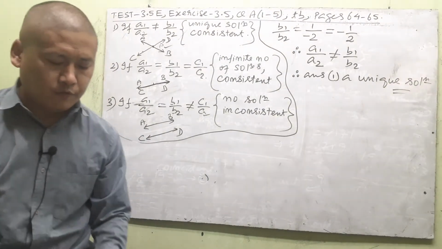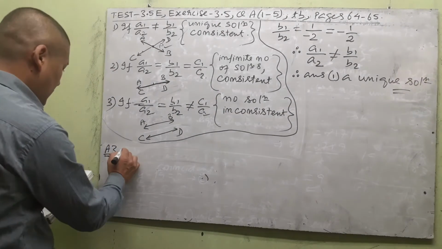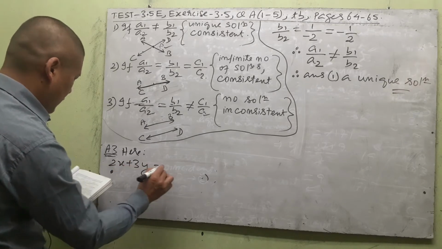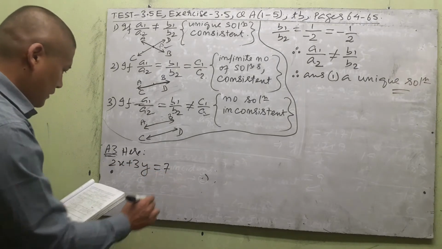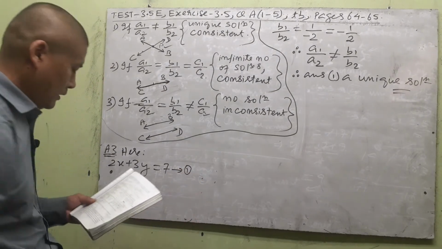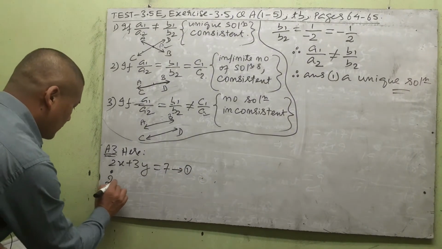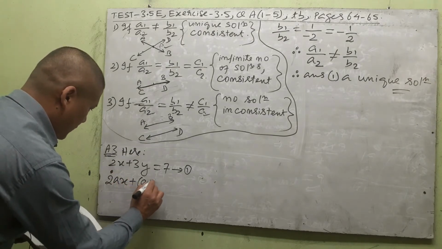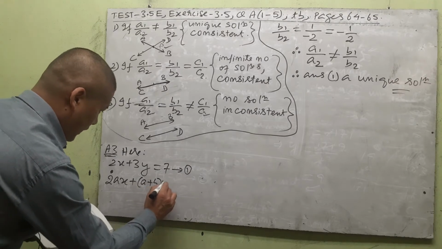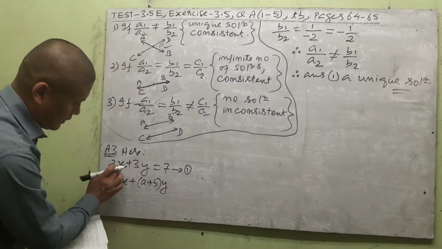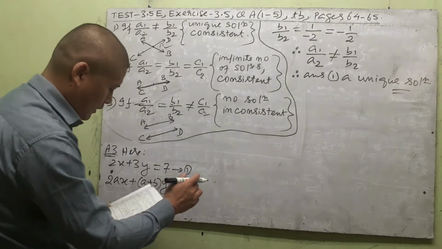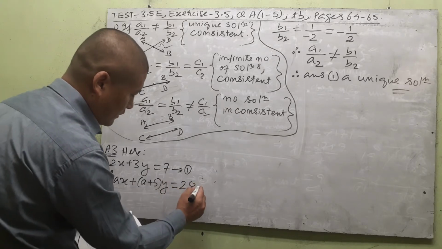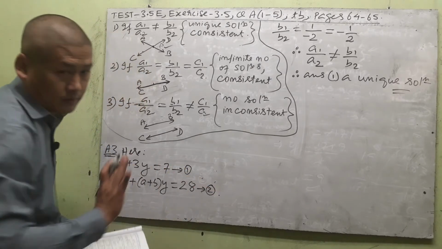A system of equations is given. 2x plus 3y is equal to 7, put as equation 1. Then 2ax plus (a plus b) into y is equal to 28, with the x term in first place and the y term in second place. The term having no x and y, 28, is on the right side, and 7 is also on the right side, so the pattern is similar, so that's correct.